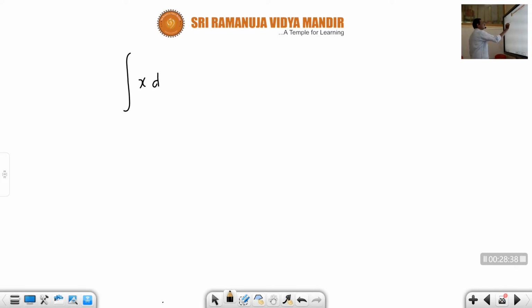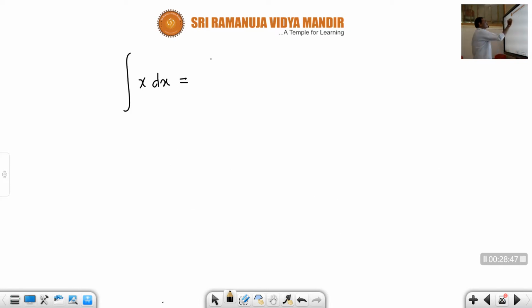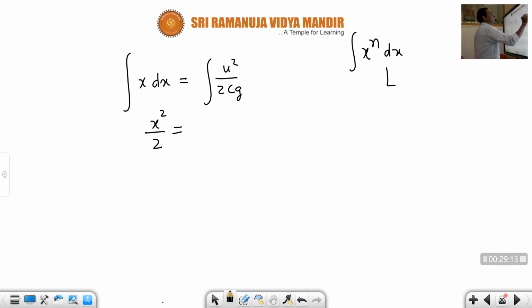Integration of x dx is equal to, for maximum displacement I can integrate both sides, the integration of u square by 2cg. U is constant, 2 is constant, c is constant, g is constant. Integration of a constant is not affected. Therefore the integration of x is nothing but x square by 2. If an integration formula is given in the form x power n dx, you can use the formula x power n plus 1 by n plus 1.